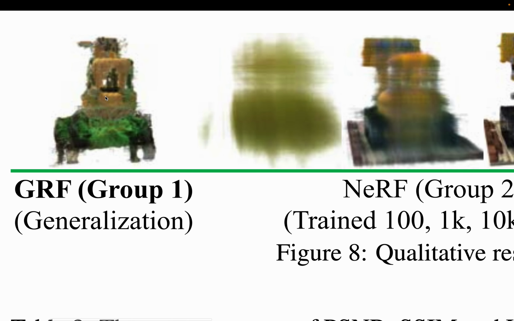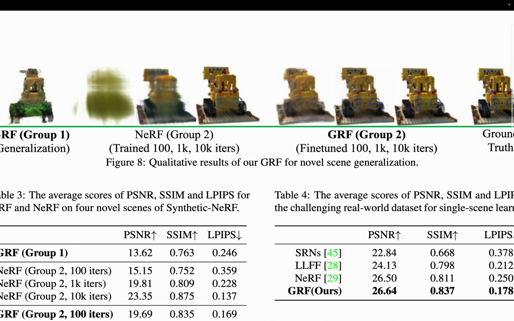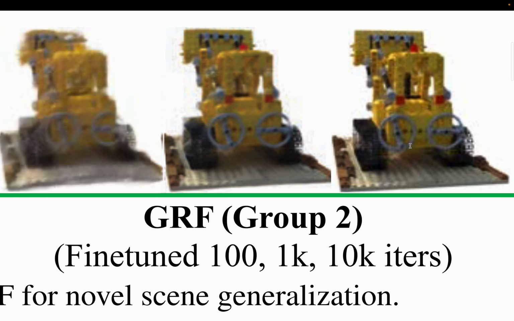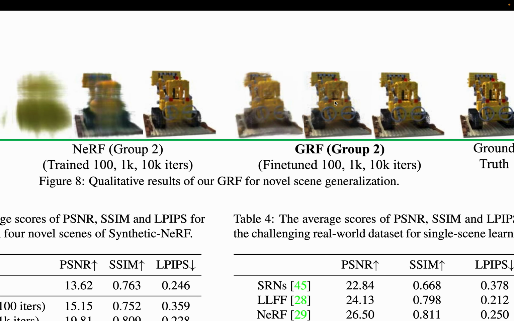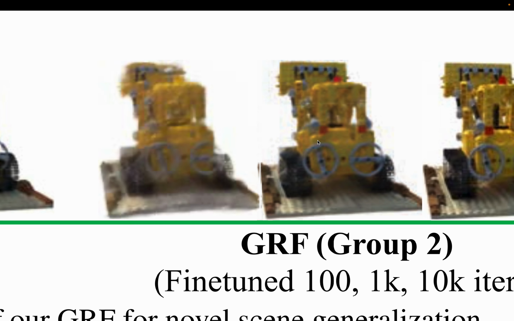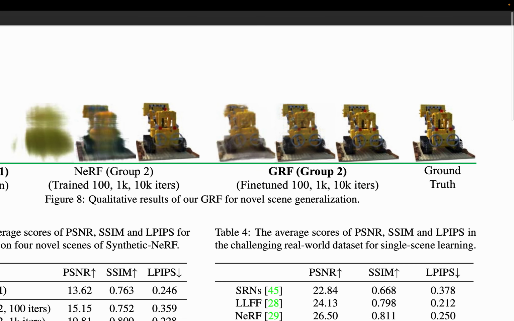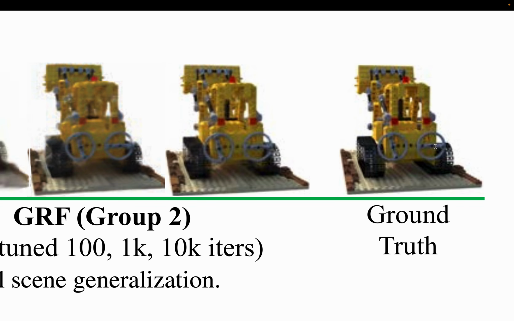So when they train on so few scenes and then test on the fly, results are not so great. But what they can do is fine-tune the model for a few iterations, only 100, 1K or 10K. And these are the results after 10K iterations. Already after 1K iterations, results are already great. Okay, here is the ground truth. I didn't know that we had the ground truth.